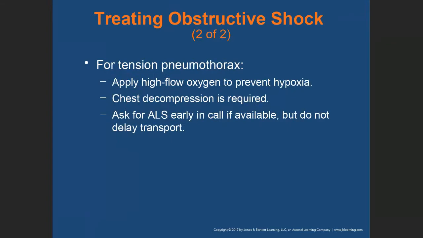For tension pneumothorax, apply high flow oxygen to prevent hypoxia. Chest decompression is required. Ask for ALS early in the call if available, but do not delay transport. So don't wait unseen for ALS to arrive. If you package your patient and you're ready to go, let ALS meet you at a point. You can't wait too long with these patients. The paramedics are allowed to do this procedure in the field, so it will give the patient a lifeline for sure.